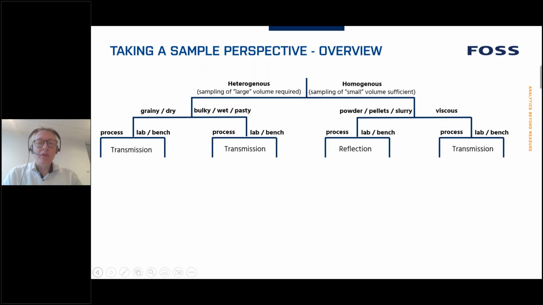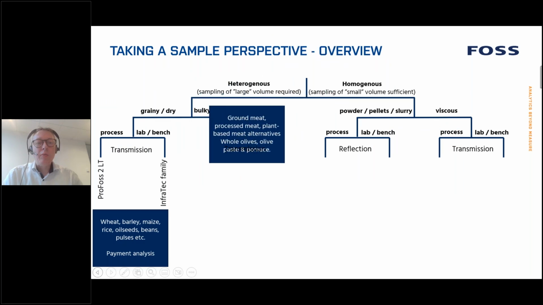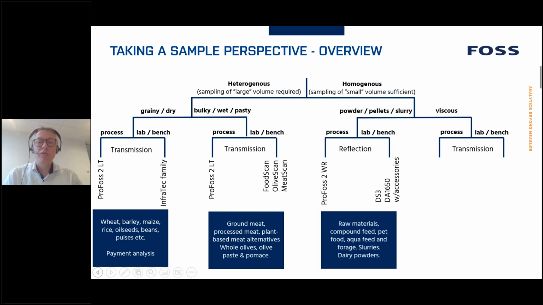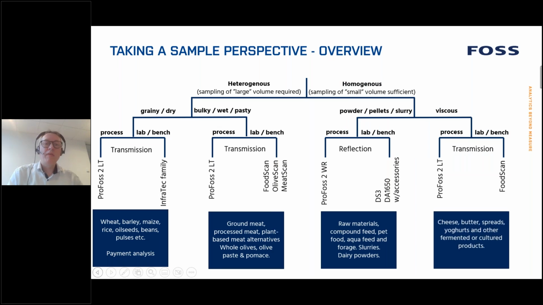Summing this up, you can make a decision tree, where depending on the type of sample, whether it's heterogeneous or homogeneous, and the nature of the sample, whether it's grains, powders, more bulky material, or certain kinds of dairy products, you would have a guideline, at least, to which kind of sample presentation or illumination geometry to choose for a specific application.